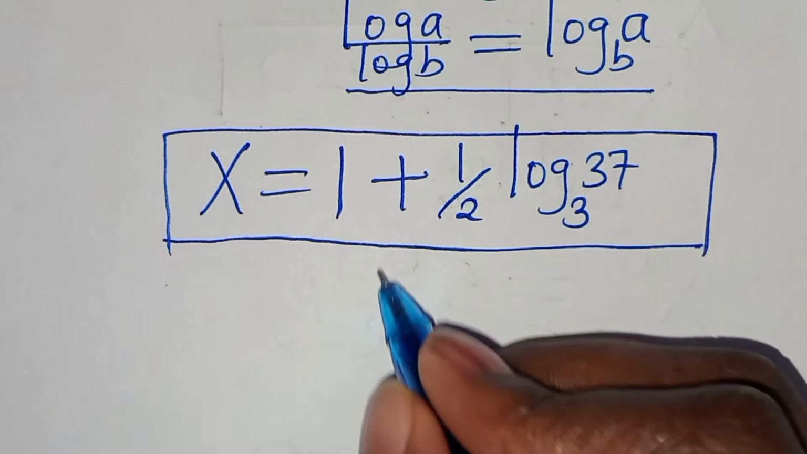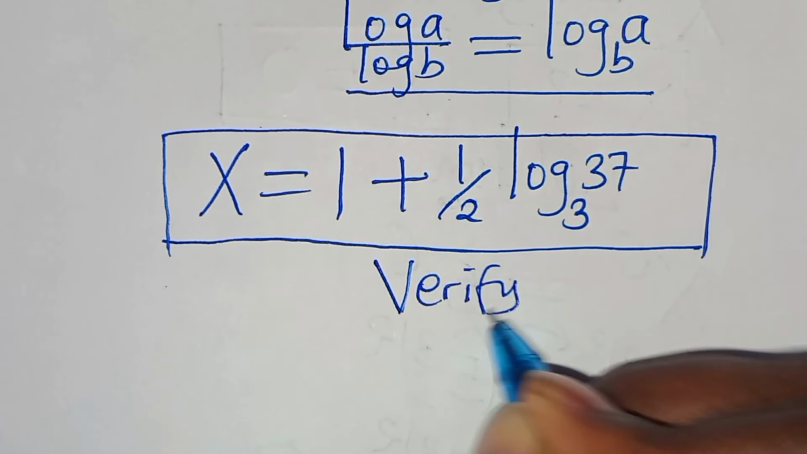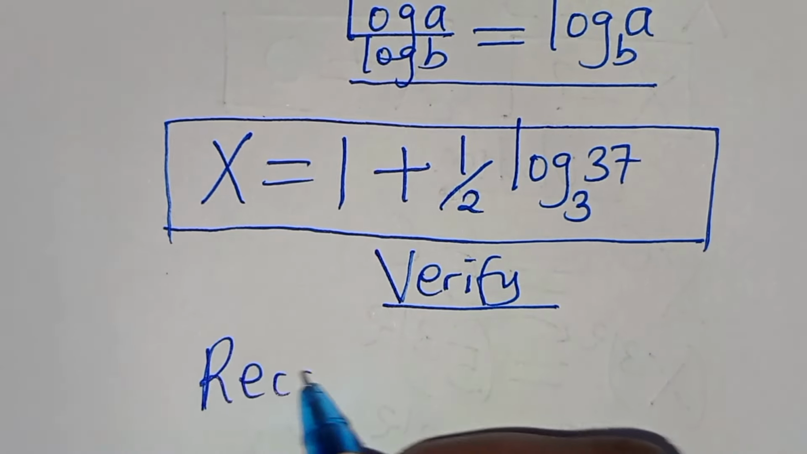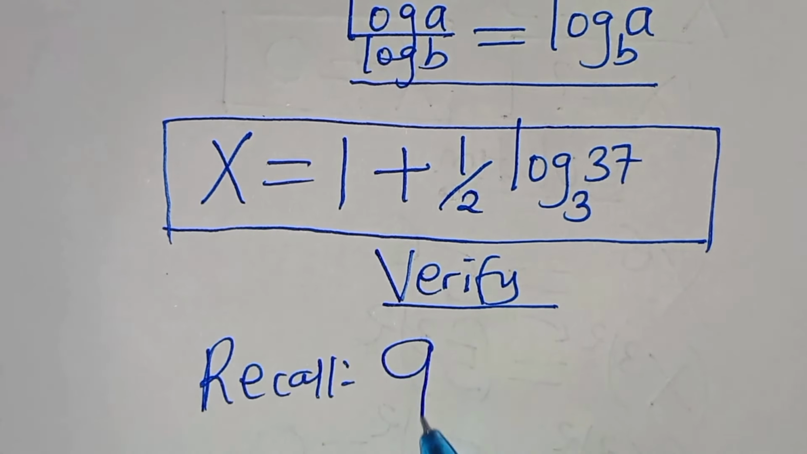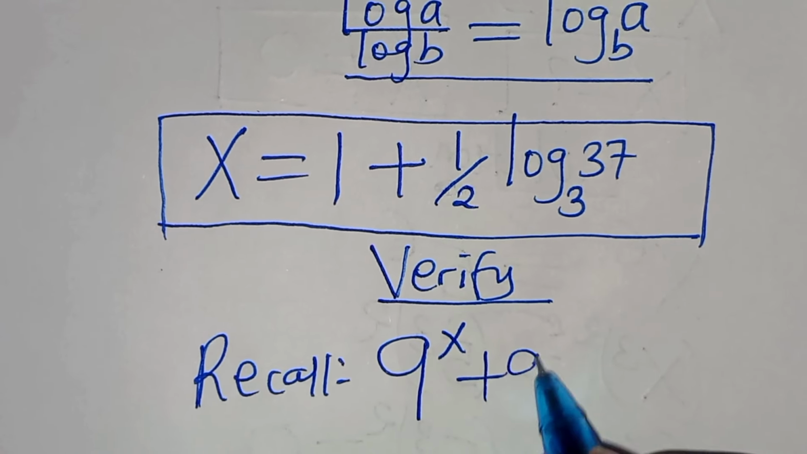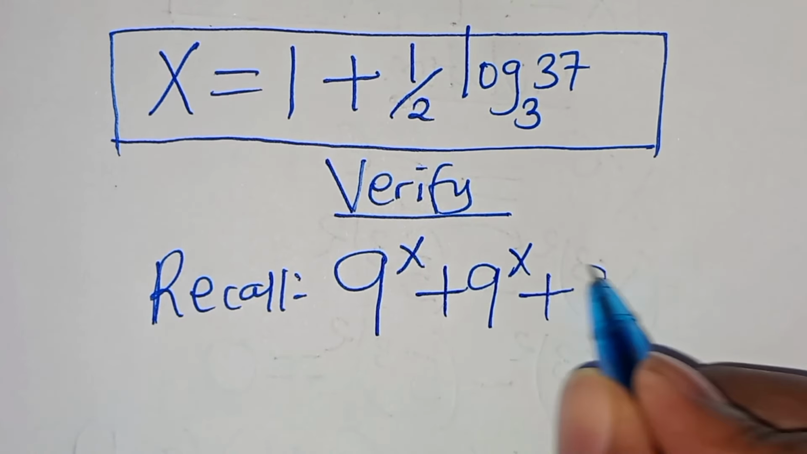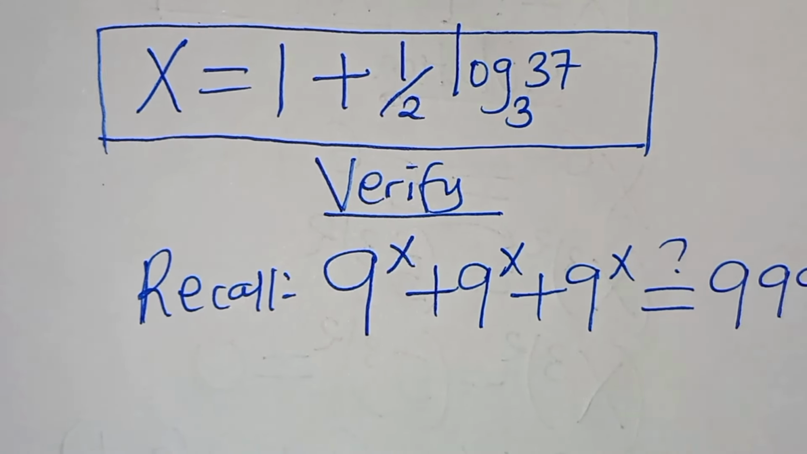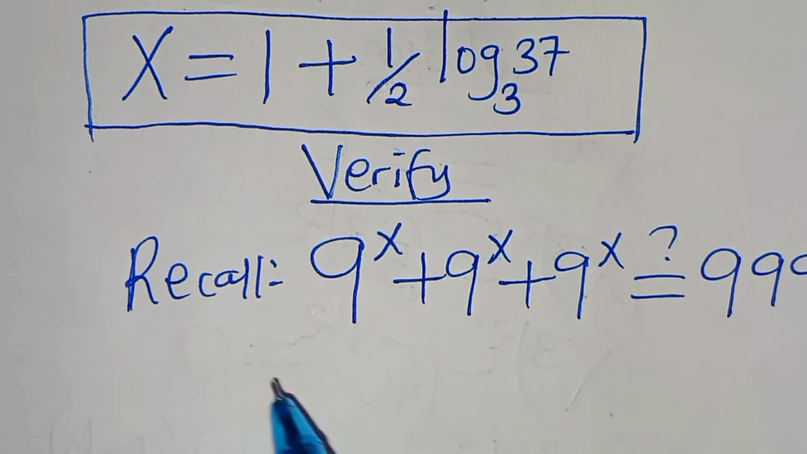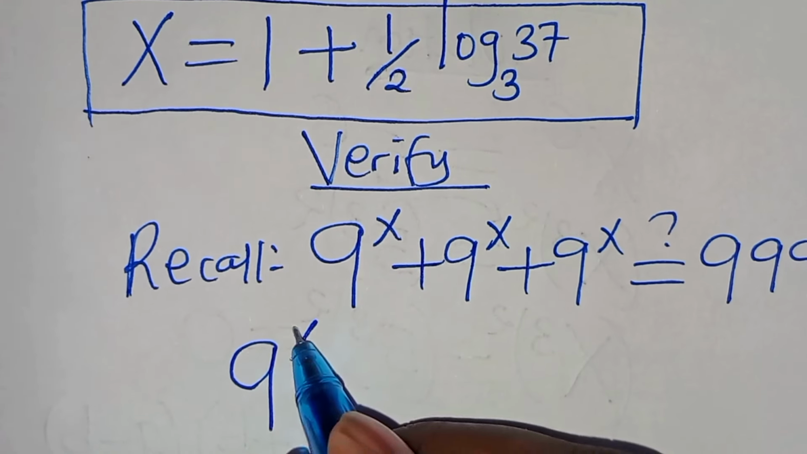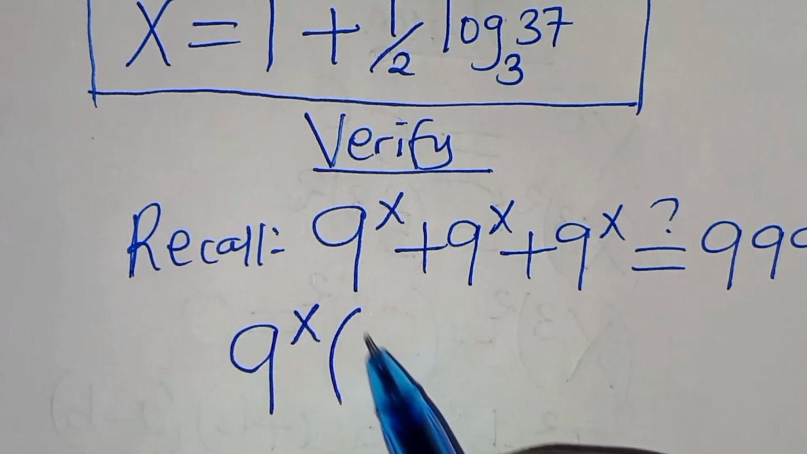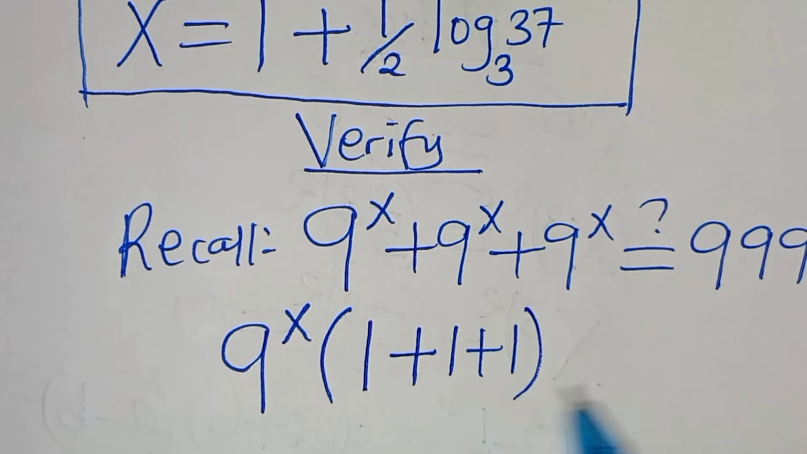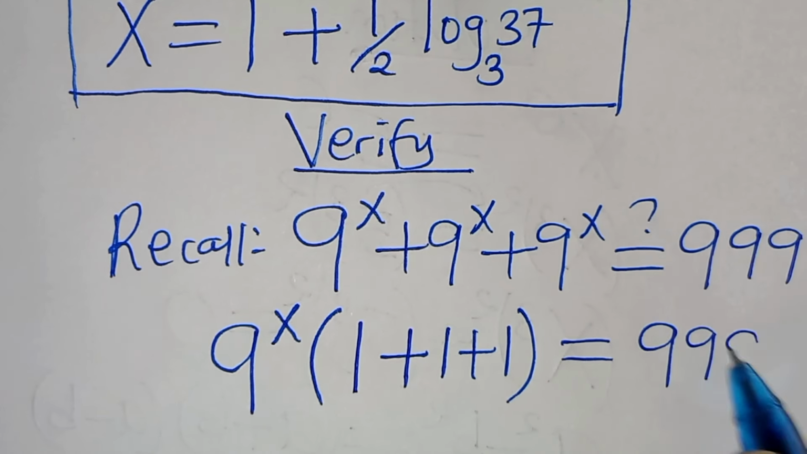The next step from here is to verify that this value of x satisfies the equation. Now, if you recall, we have that 9 to the power of x plus 9 to the power of x plus 9 to the power of x should give us a value of 999. So we find that 9 to the power of x is common here, so we can factor out 9 to the power of x. So this implies that 9 to the power of x into the parentheses, this is 1 plus 1, then plus 1. This is equal to 999.